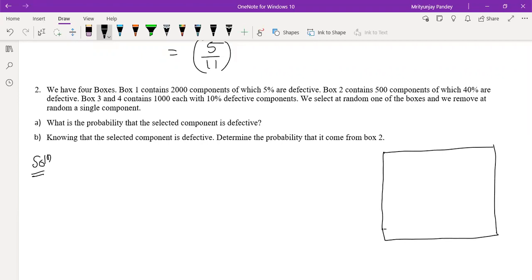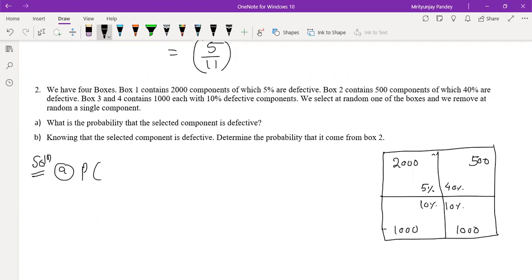I mean, make a 4 partition of a complete box. In first box, the number of components is 2000, and 5% is defective. In second box, 500 components and 40% are defective. In box 3 and 4, 1000 components and defective is 10% in both. Right?